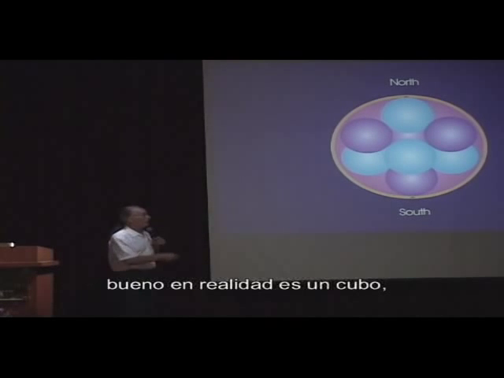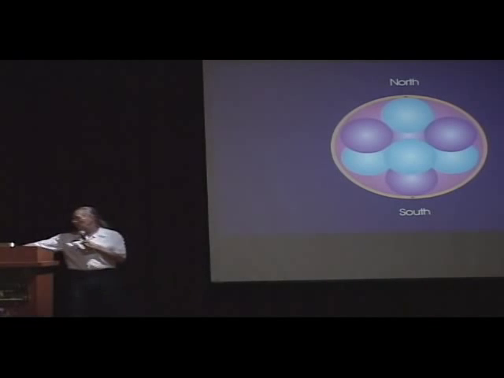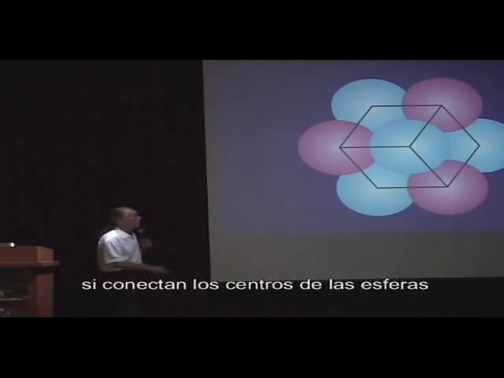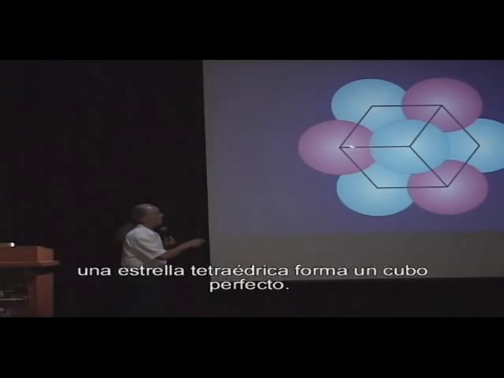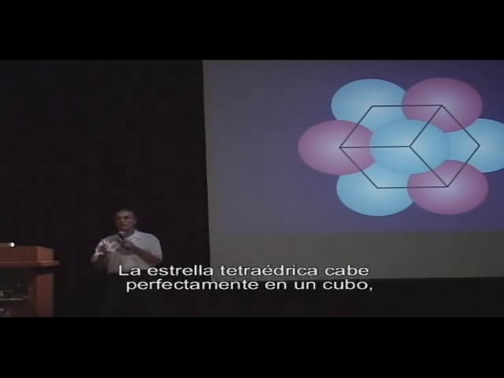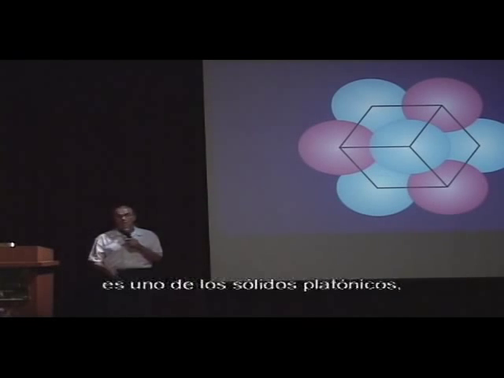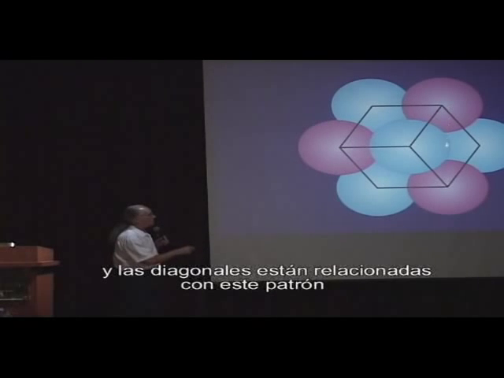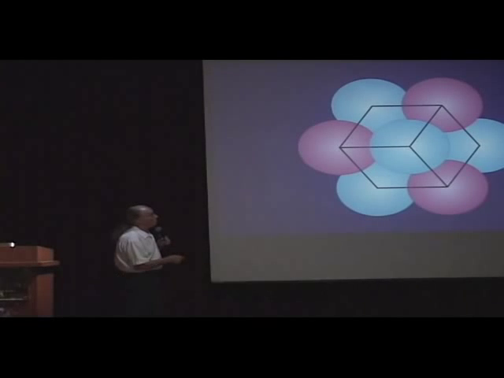Well, actually, this is also a cube. You'd never know it by looking at that. But if you were to connect the centers of all those together, the star tetrahedron forms a perfect cube also. So the star tetrahedron fits inside another Platonic solid called a cube, and it's connected to it. It's the diagonal lines across the cube that form the relationships of this pattern.